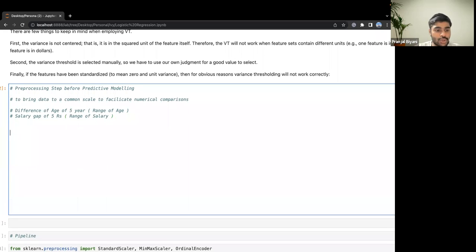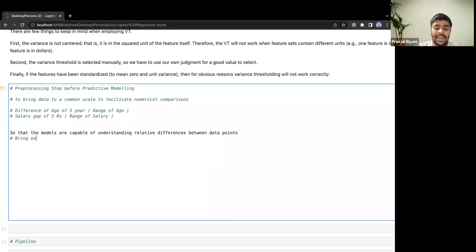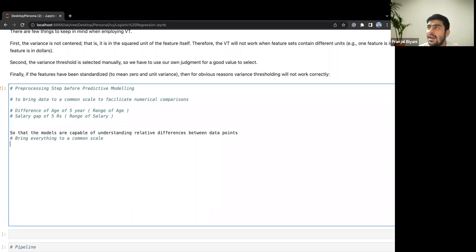So that the models are capable of understanding relative differences between data points, we want to bring everything to a common scale, right? For example, there are a lot of exams that happen out of 400 marks or 800 marks, right? But in the end, we do not look at absolute numbers. We look at percentages. Does everyone understand that?